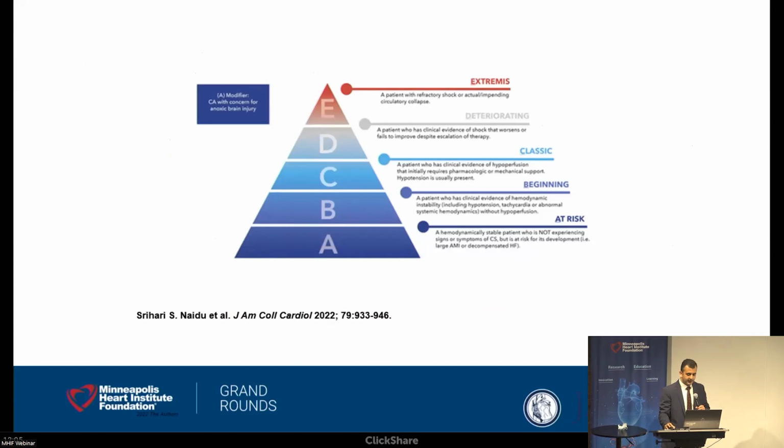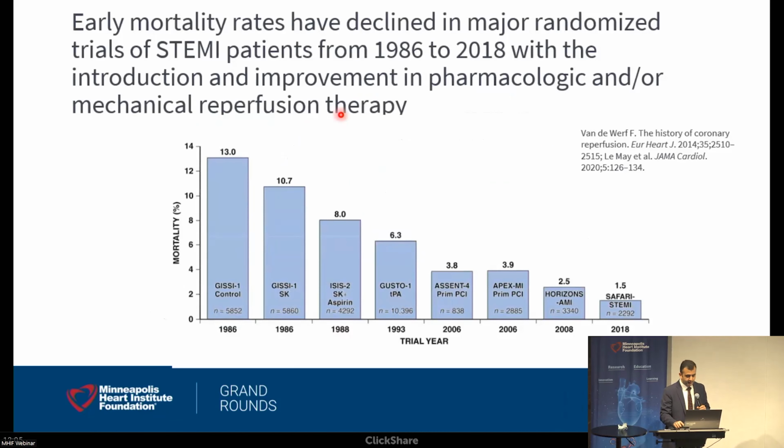Recently, we've been using this classification to describe cardiogenic shock, with patients lying on a spectrum from being less sick in stage A to in extremis in stage E. Stage A are the patients who are not in shock yet but are at risk of shock, and E are those patients who are crashing. So we've been using this classification more often now.